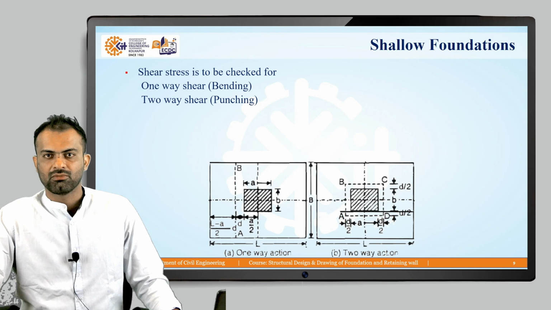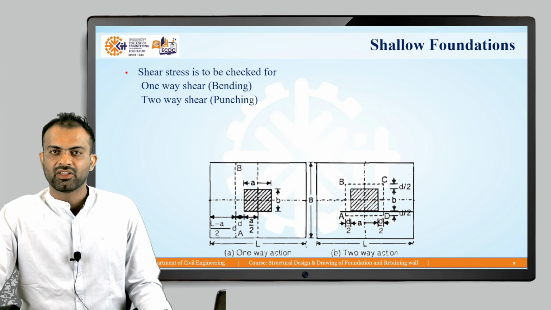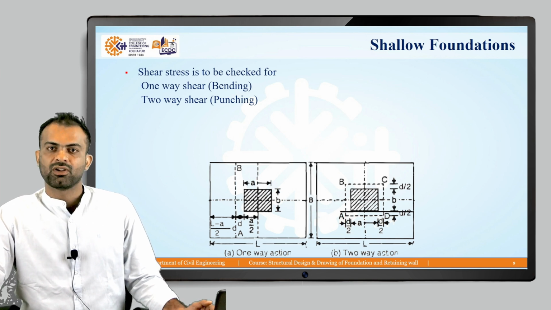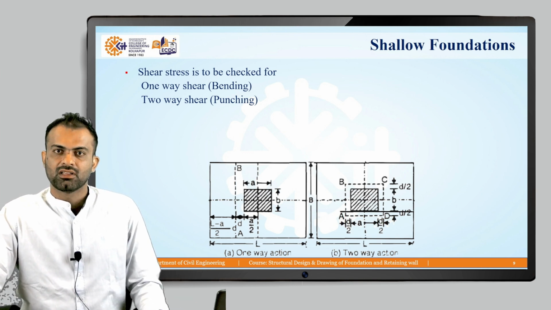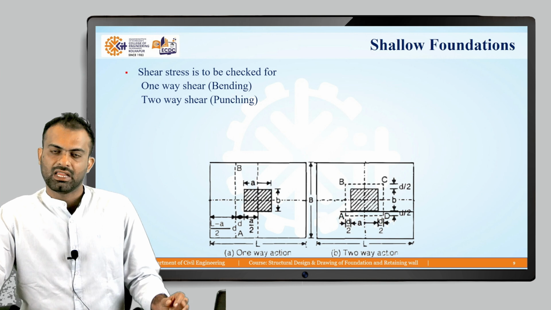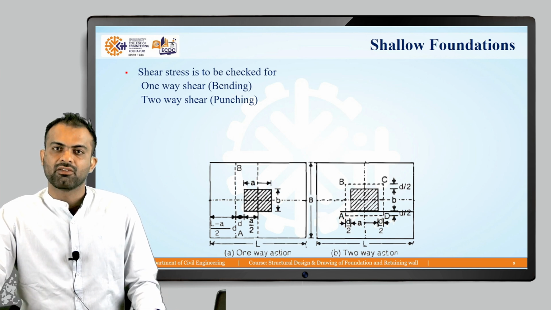If you look at the diagram, this is showing the two-way shear, that is punching shear. The critical section for the two-way shear is at d by 2 from the face of the column, that is depth of foundation by 2. So the total area of that block is the width of the column or length of the column plus the depth of the foundation. So we have to calculate the area based upon the dotted line section of the foundation. We can calculate the shear force by dividing the load by the area of this section.